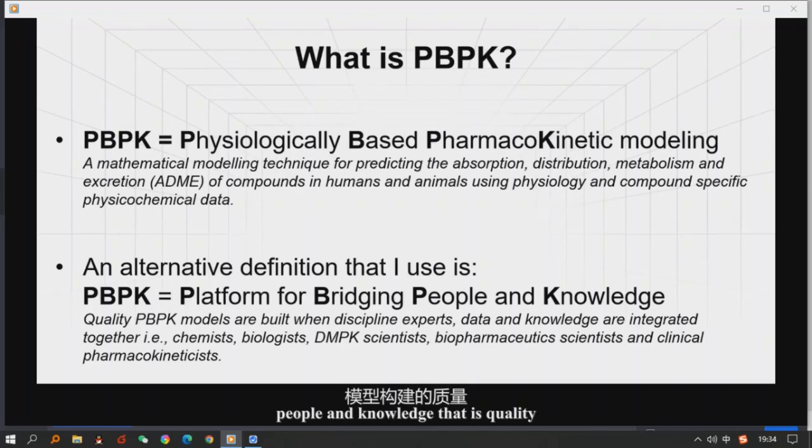That is, quality PBPK models are built when discipline experts, data and knowledge are integrated together. That is, the chemists, the biologists, the DMPK scientists, and the biopharmaceutics scientists in clinical pharmacokinetics work together to build a quality model.